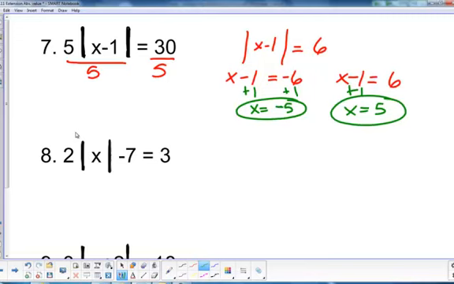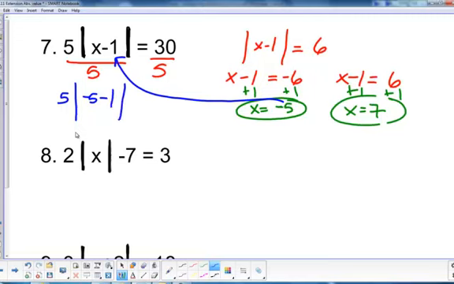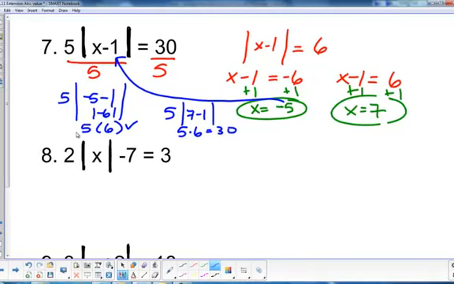I'm just totally kidding with that. x can also equal 7. It's not a positive negative thing. Let's just check this to make sure. So 5 times the absolute value of negative 5 minus 1. Negative 5 minus 1 is negative 6. So 5 times 6, because the absolute value of negative 6 is 6. That is 30. And let's check the 7. 5 times the absolute value of 7 minus 1 is 6. So 5 times 6 is 30. All right, things are good.